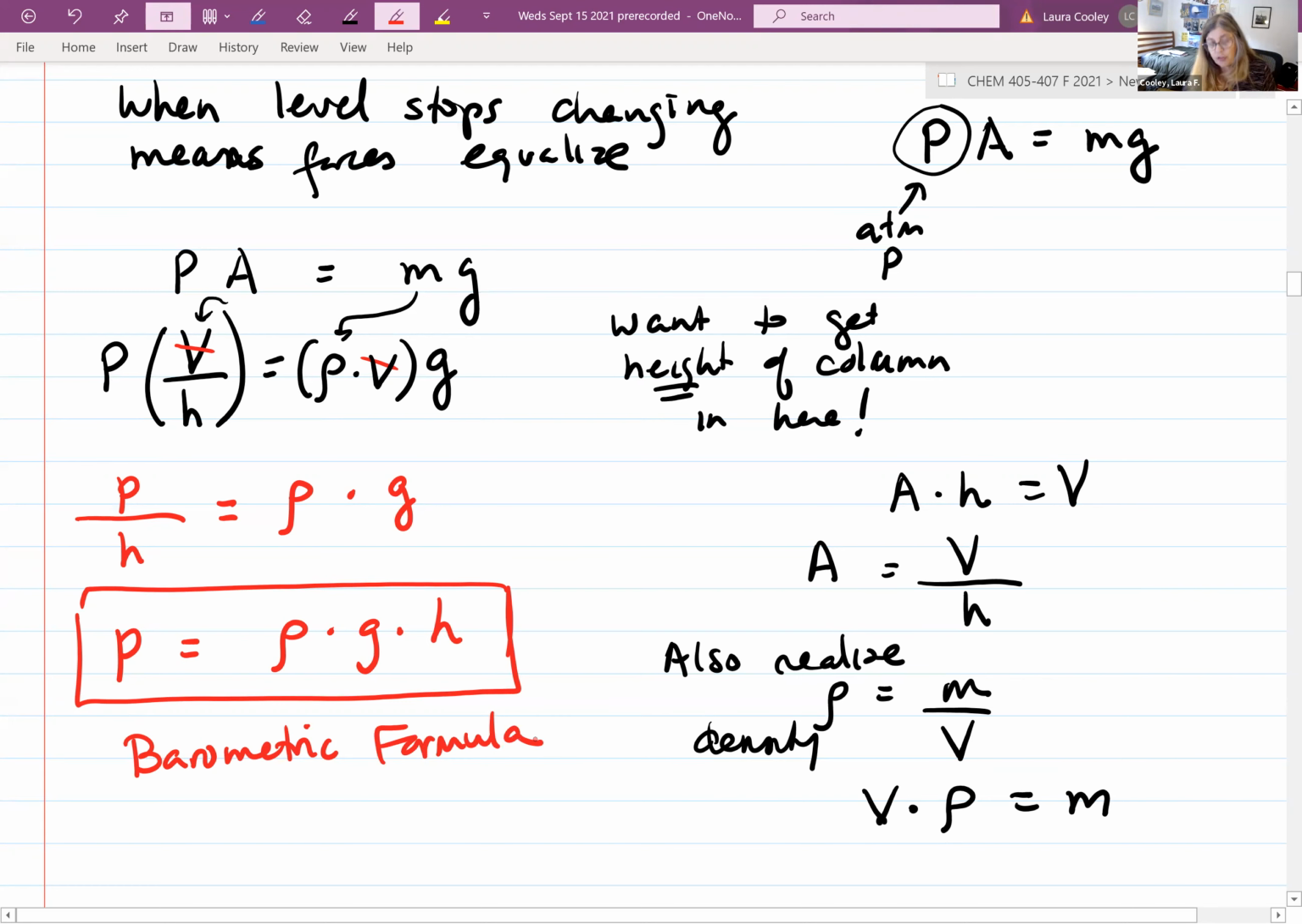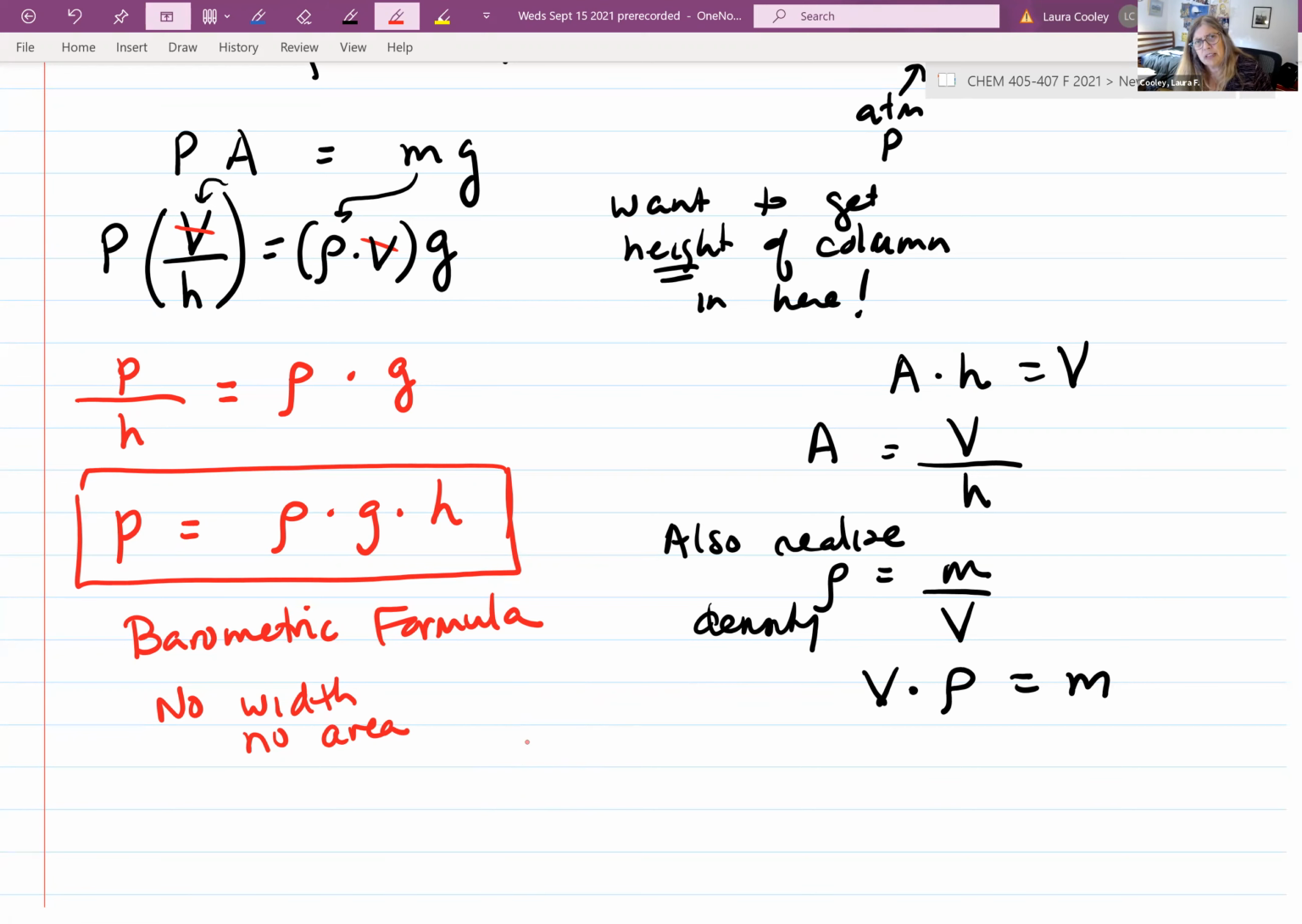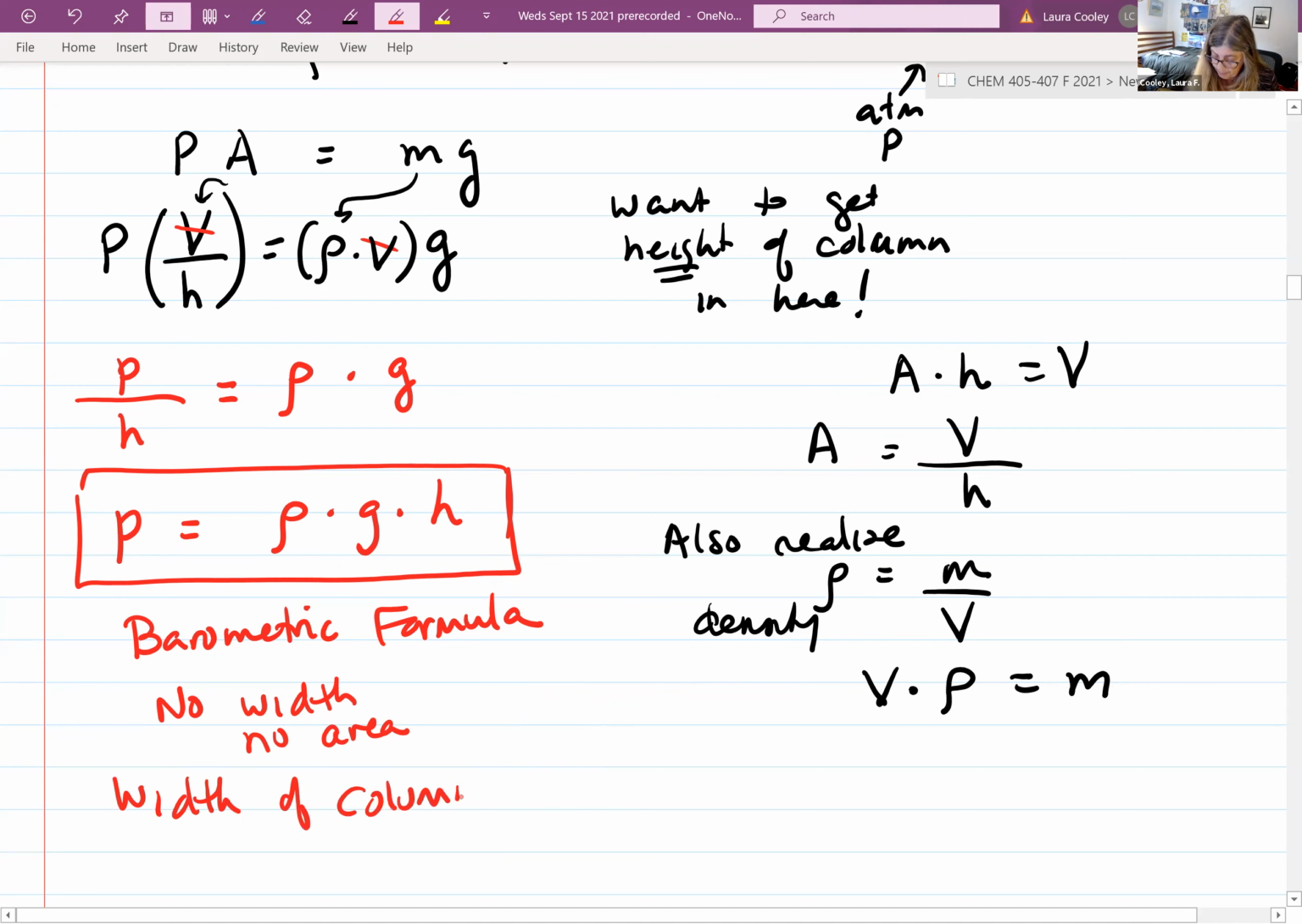And you'll notice in this formula that there is no width. There's no area of that tube. It's actually a closed tube. Well, whatever. So the width is irrelevant for the tube, which makes sense because the pressure exerted by a gas in a room does not depend on the width of the measuring device. That would make absolutely no sense. So there's no width, there's no area. The width of the column is really not relevant. And so it's very nice that it's not there.